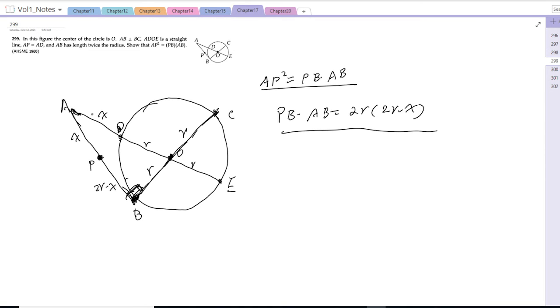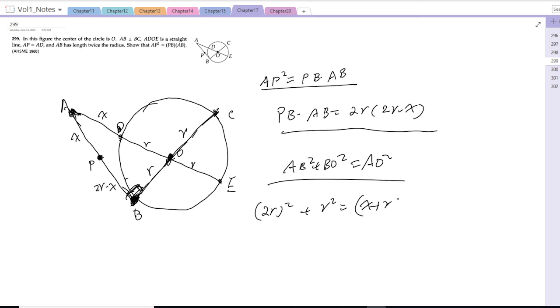So we have a right triangle ABO, right? Let's apply some Pythagorean, okay? So we know that AB squared plus BO squared is equal to AO squared, right? So that means the bracket 2R squared plus R squared is equal to bracket X plus R squared. So from here we can solve that X squared plus 2RX is equal to 4R squared.